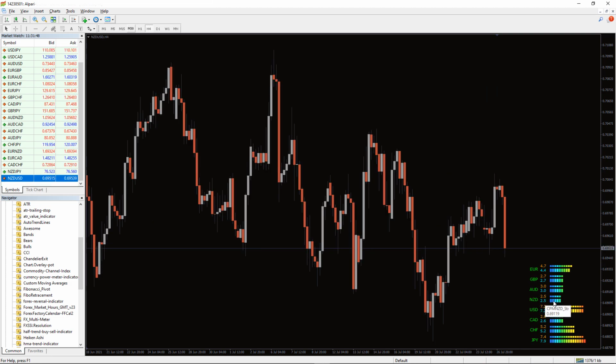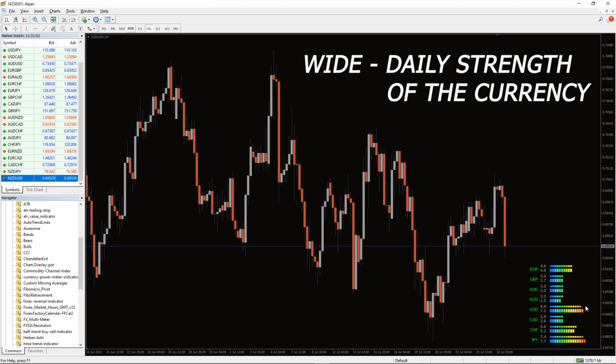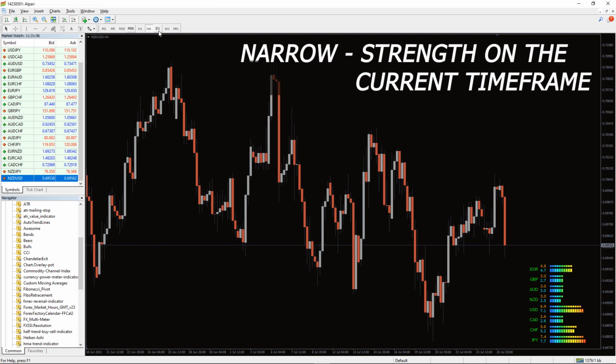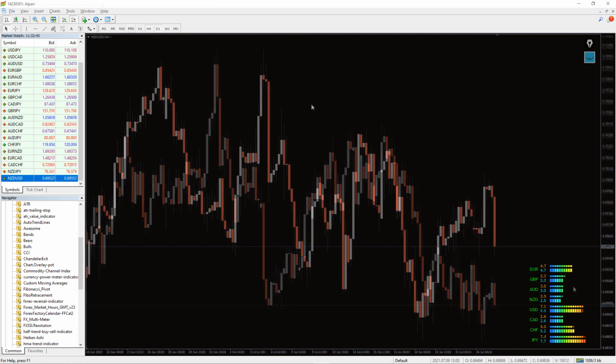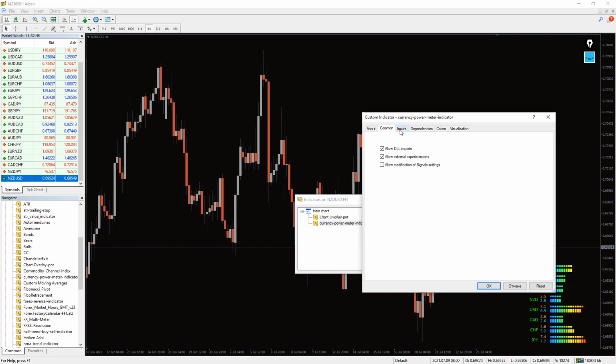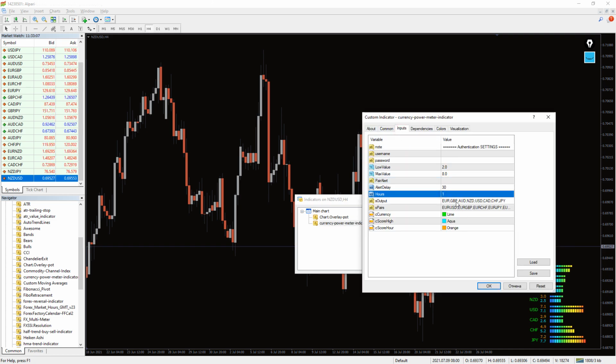Every currency has a wide and a narrow histogram in front of it. The wide histogram depicts the currency strength on the daily chart, while the narrow histogram depicts the currency strength on any other time frame you are on. In the indicator settings, we can change the display currencies, currency pairs as sources of information, and also change the colors of the histograms.